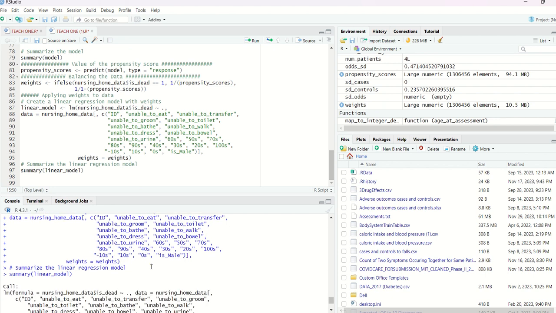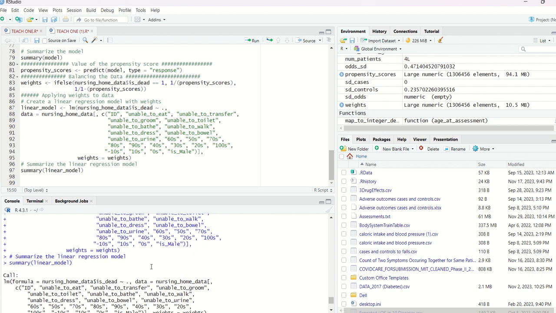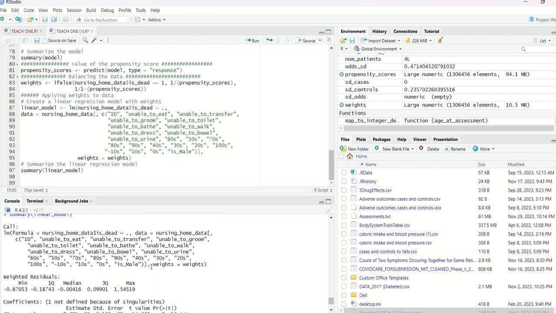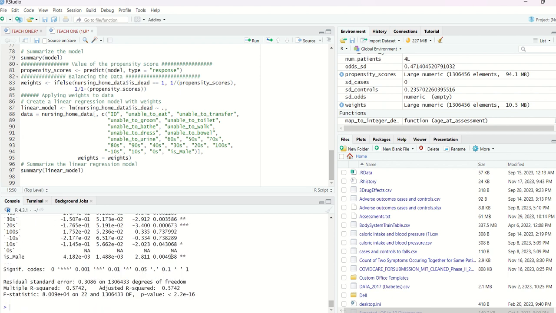Finally, we are applying weights to build a linear regression model. We use these weights to construct a linear regression model. This step further polishes our predictions by considering each resident's unique characteristics, as you can see. Now we have completed our final analysis and interpretation.